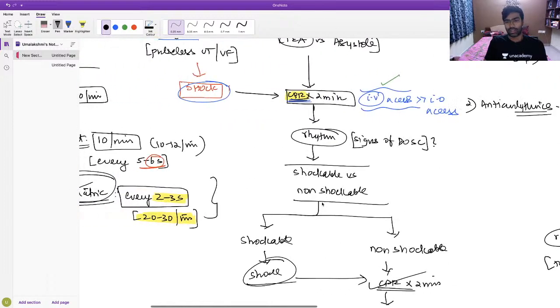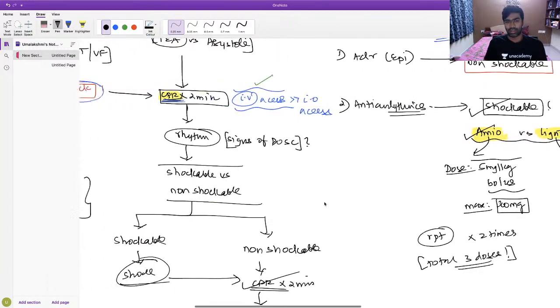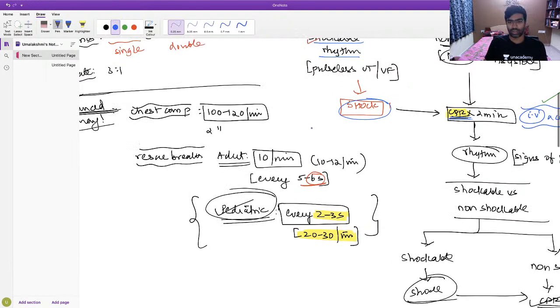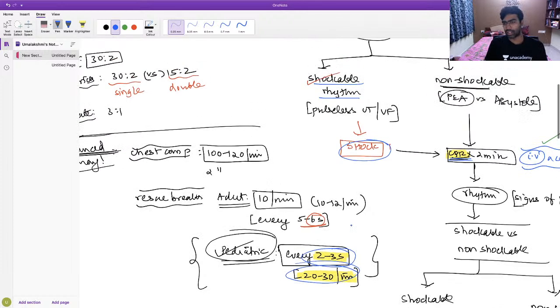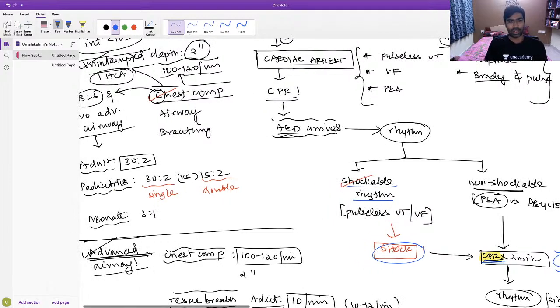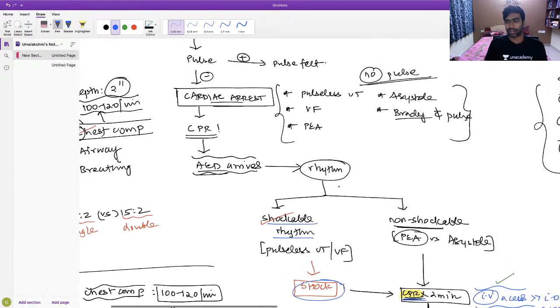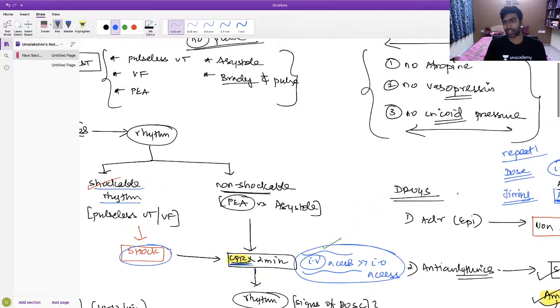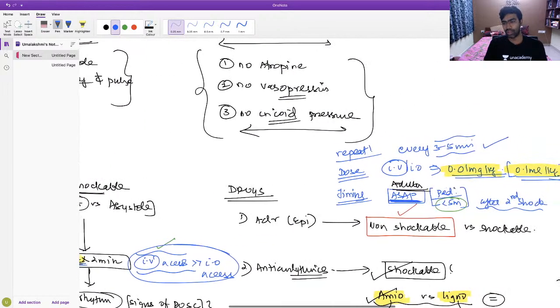So we have discussed quite a few things. So remember, finally coming back to the important things that have been changed. The one thing is the pediatric rescue breath, that is 2 to 3 seconds, 20 to 30 per minute. And next thing is that IV access is the one that is more beneficial compared to the intraosseous access. Previously we were told IV is equal to IO.